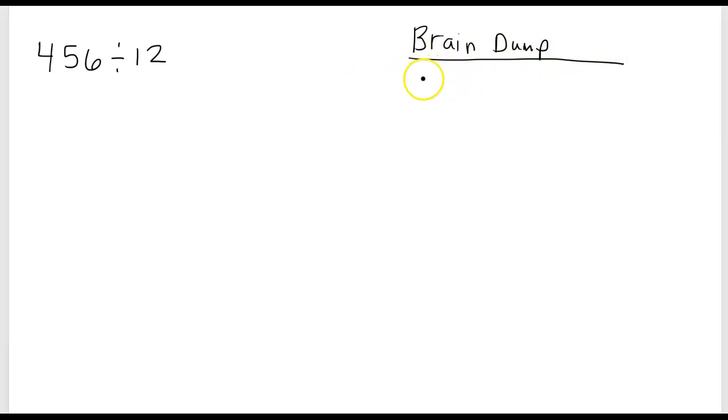Okay, let's do 456 divided by 12. Okay, well, once again, I'm going to start with my brain dump. All right, everything I need to know, or could know, my multiples of 12 that can get me to 456. So I'm going to start with 12 times 1. I know it's 12. If I know 12 times 1, then I know 12 times 10.